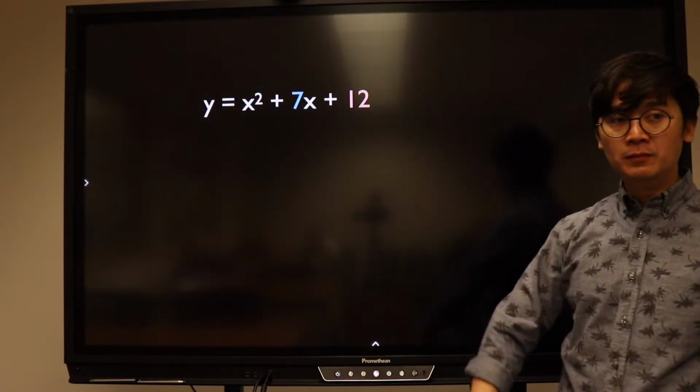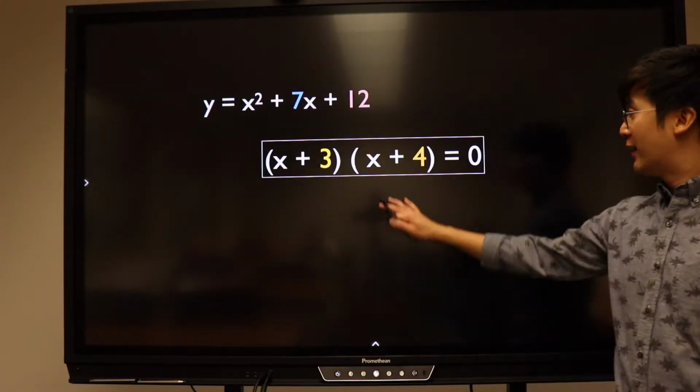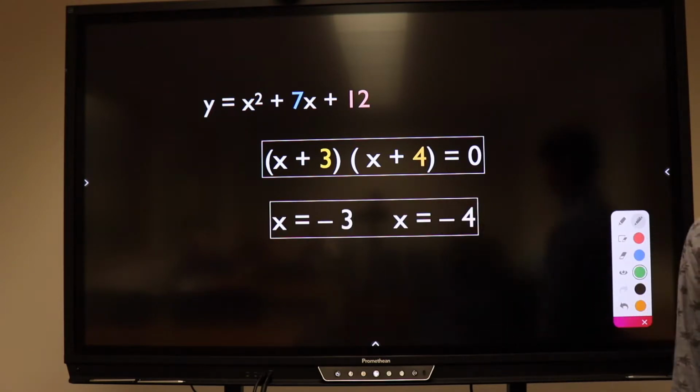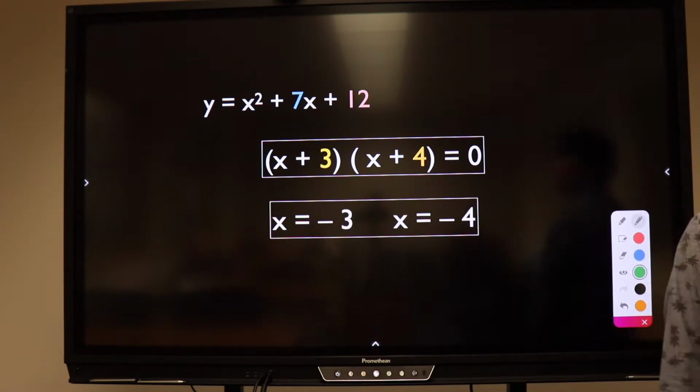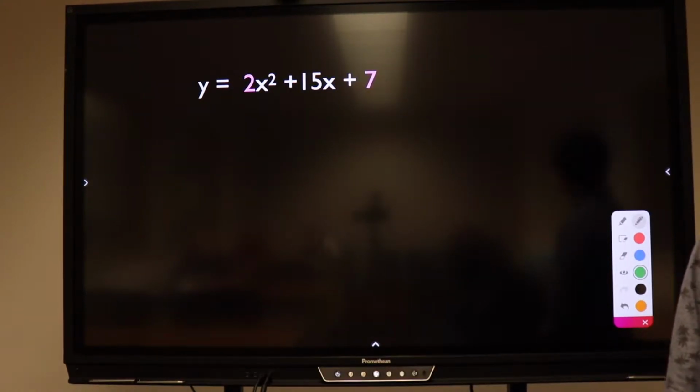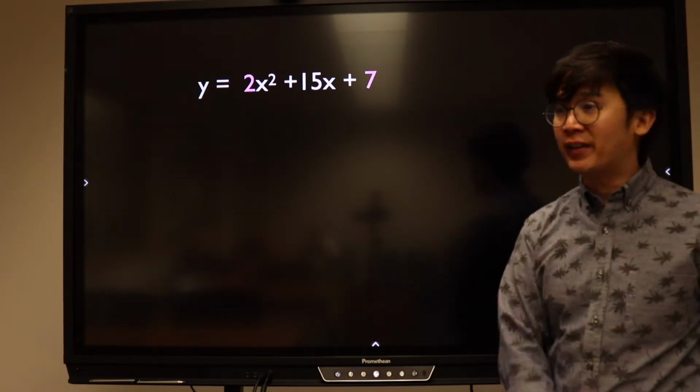Is this factorable? Yes. There are the factors. We find the solution, and we have negative 3 and negative 4. Now, this one. Can you find the solution of this quadratic equation? Yes. Okay, so let's solve it.